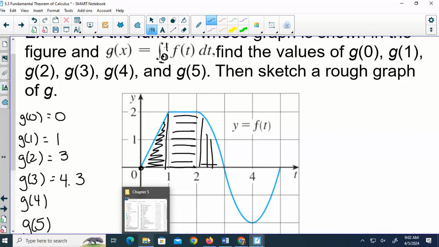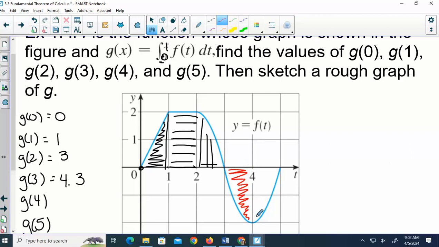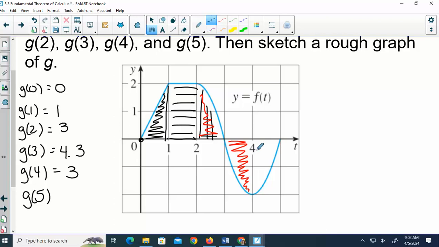Does everybody know how I'm getting my numbers? What happens when your areas are below? It's negative. So would you guys agree this amount is about the same as this amount? So if I subtracted those off, what am I back to? 3. G of 5. So that looks like I'm subtracting the same amount again. So we've been calling that like a 1.3. So if I have 3 and I subtract another 1.3, it would take us to 1.7.